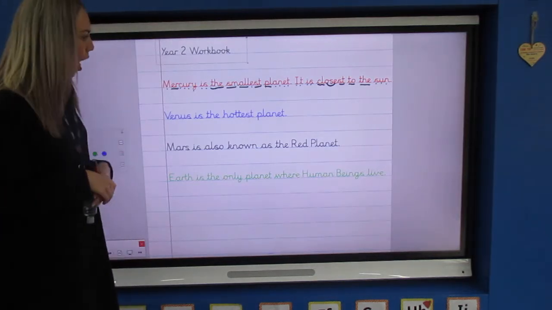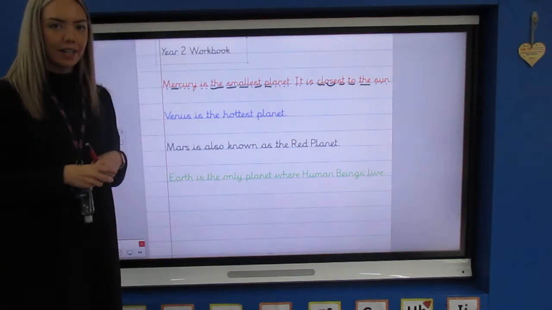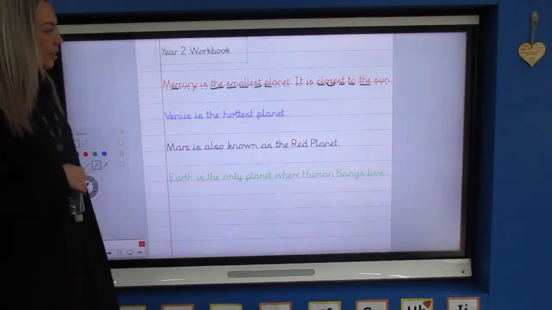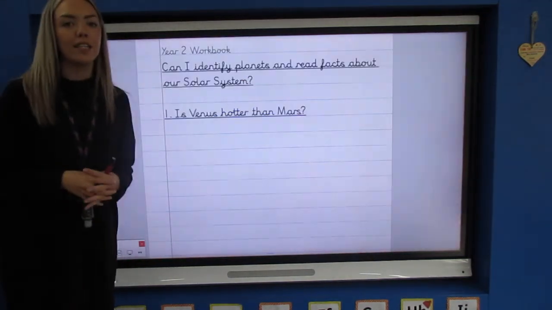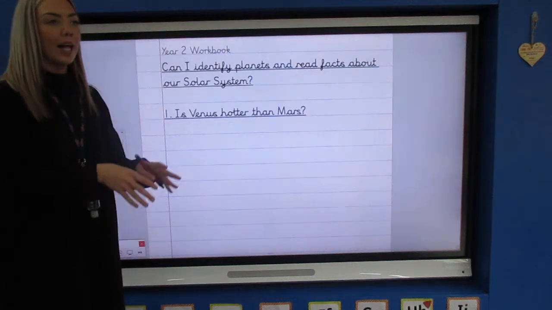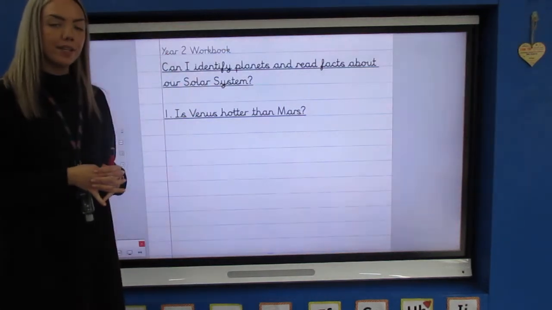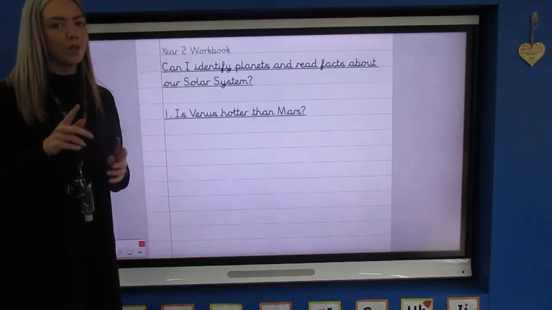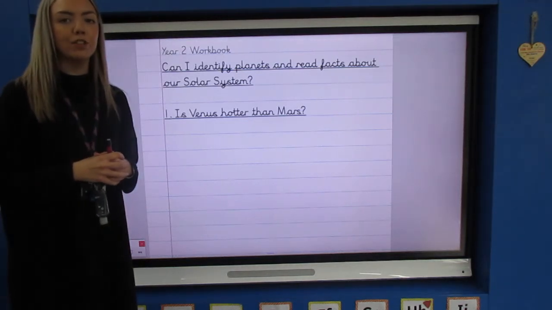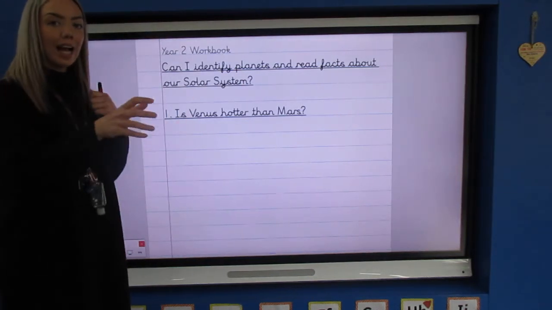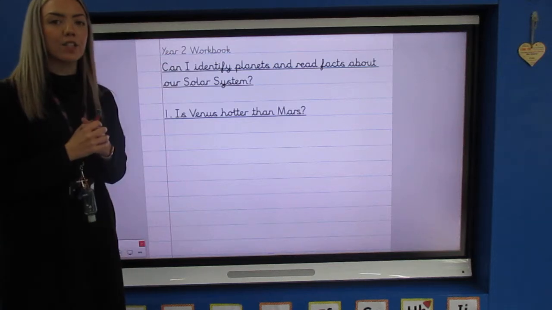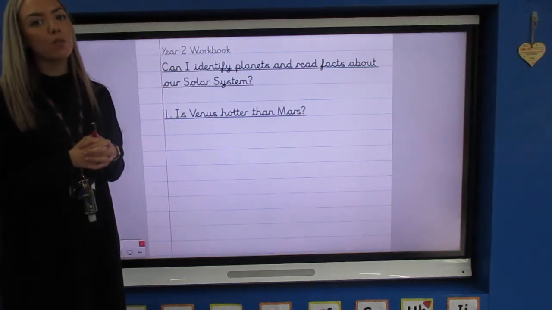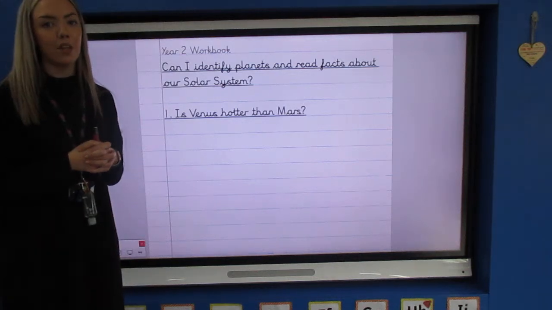Okay? So, we've looked at our facts now, and we're going to use information from our facts to answer questions. And this is what is in your workbook today. You will have a page of facts about the solar system and some questions. And you will need to retrieve, we've used that word a lot, haven't we, in our comprehension book. You will need to take out, so retrieve answers from the text. So by looking at the question, you will know what words you need to look for in the text, okay?